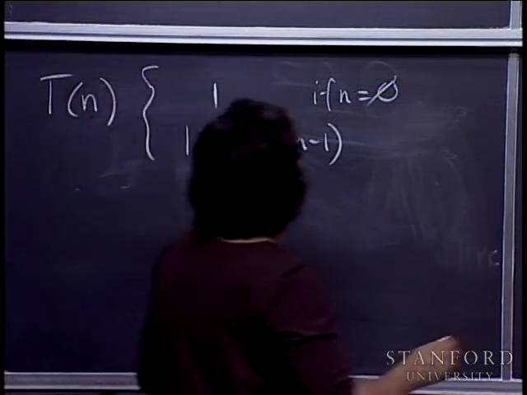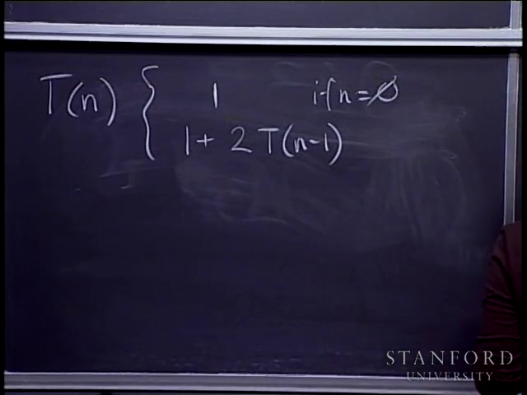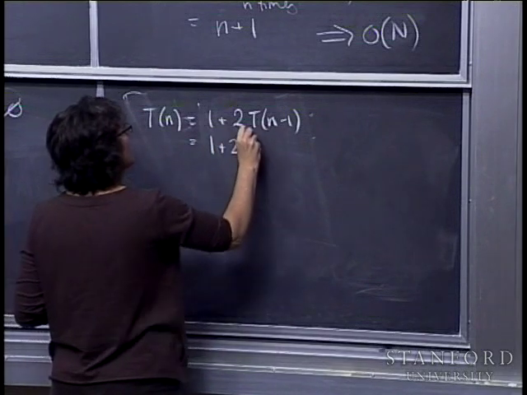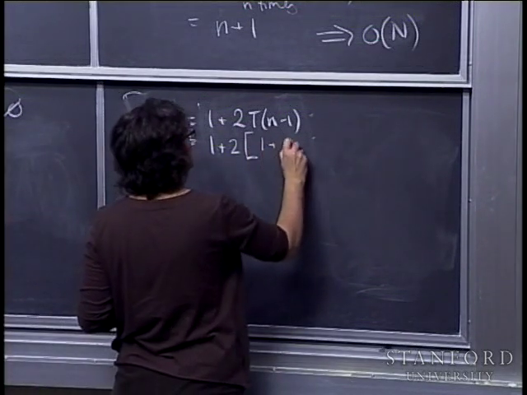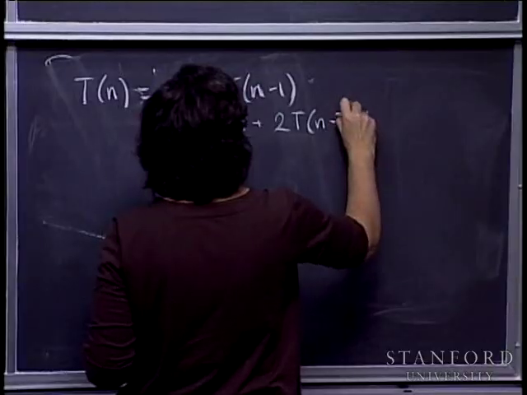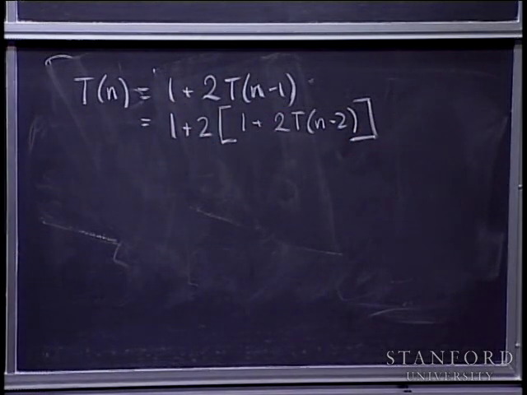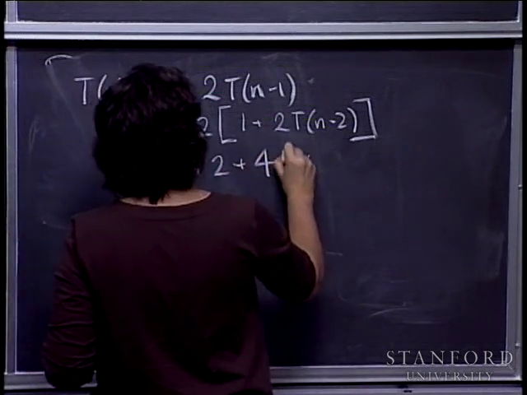So let me go through the process of making this work. I've got T of n equals 1 plus 2 T of n minus 1. So then I take T of n minus 1, and I plug it in over here to get 1 plus 2 T of n minus 2. This whole thing is multiplied by 2, though, because I have 2 of those from the original call, which then itself made 2. So in fact, if I multiply through, I've got 1 plus 2 plus 4 T of n minus 2.